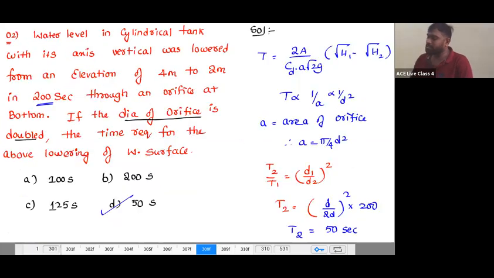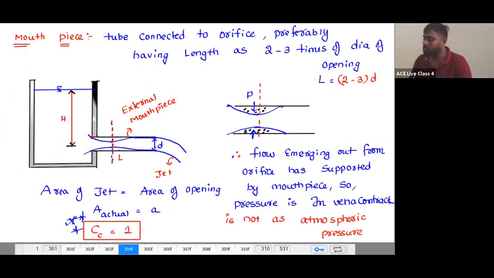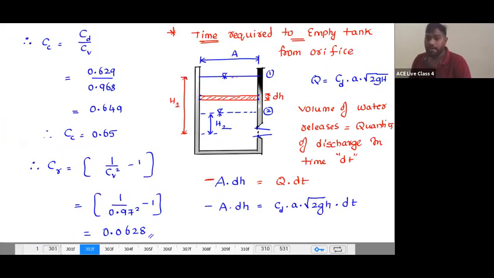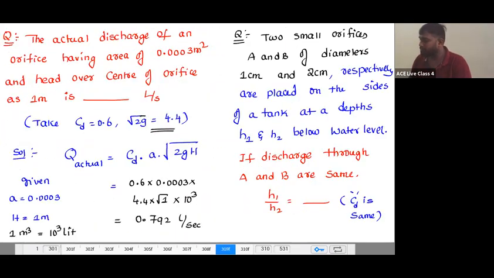So that's about the basic things regarding the orifices and mouthpieces. You can go through here, and the important things are the coefficients and those ranges. Keep that in your mind.